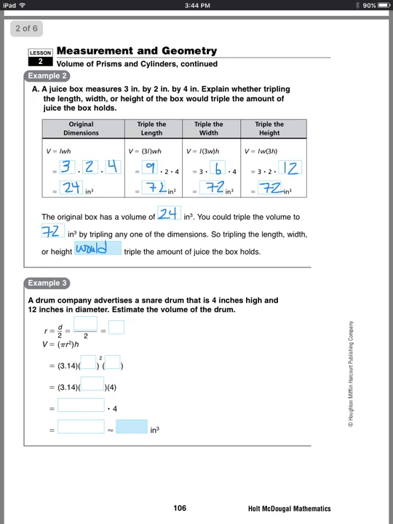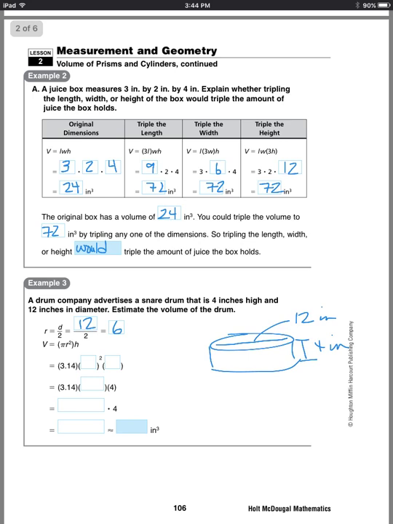A drum company advertises a snare drum that is 4 inches high and 12 inches in diameter. Estimate the volume of the drum. So it looks like this. Okay. So the diameter is here, and that's 12 inches. And then the height is 4 inches. So we need to find the area of the base. In order to find the area of the base, we need to know the radius. So we take the diameter and divide it by 2. 12 divided by 2 is 6.